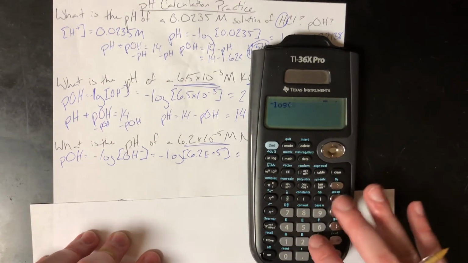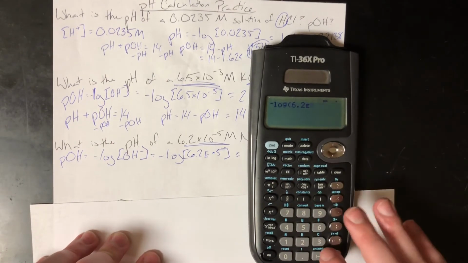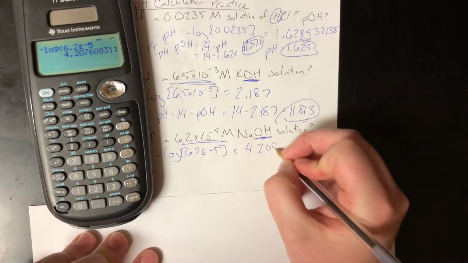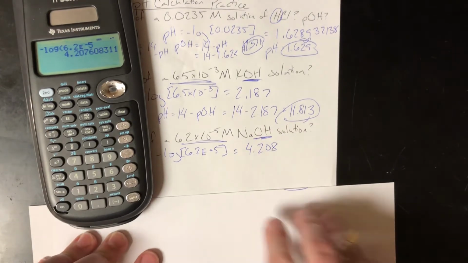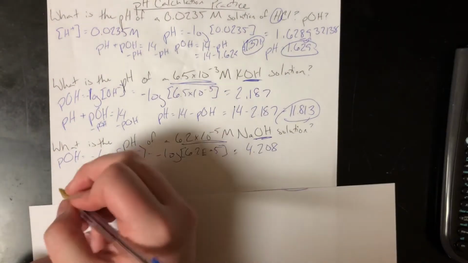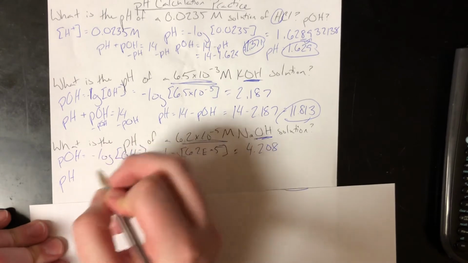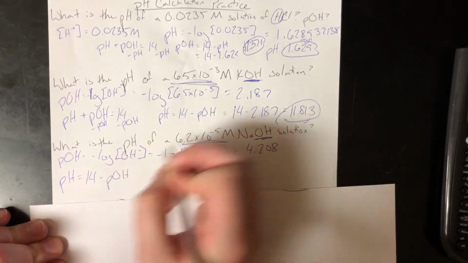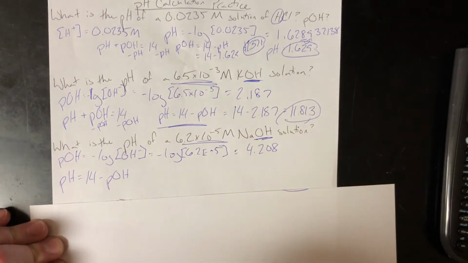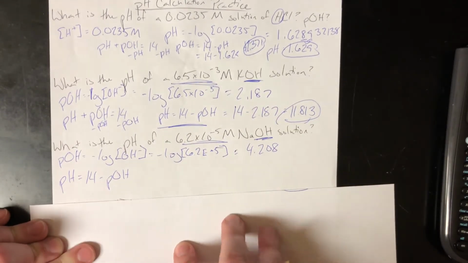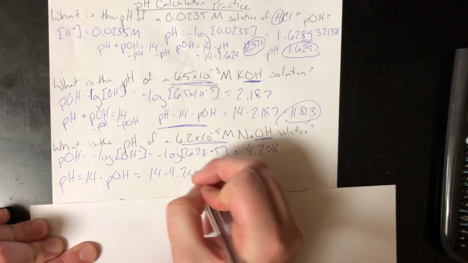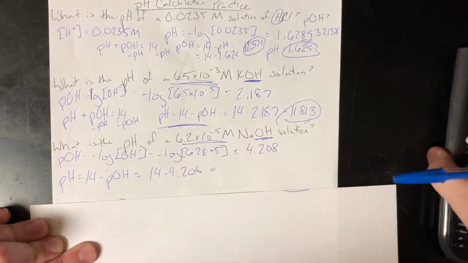So negative log 6.2 E negative 5 gives me a pOH of 4.208. And I want pH, and pH is equal to 14 minus the pOH. That's what we derived here, so I'm going to go ahead and use that since I already did the work for it. So 14 minus 4.208 will give me my pH.